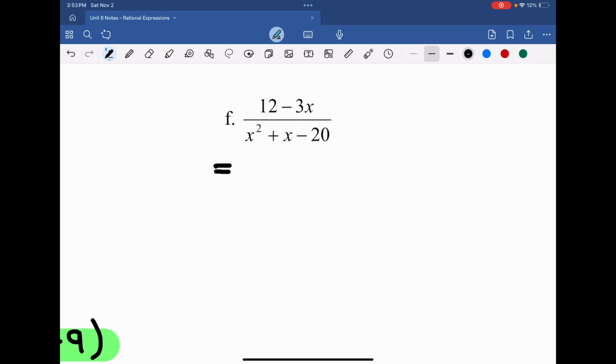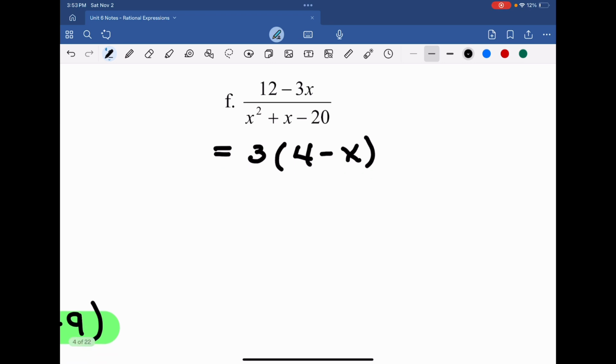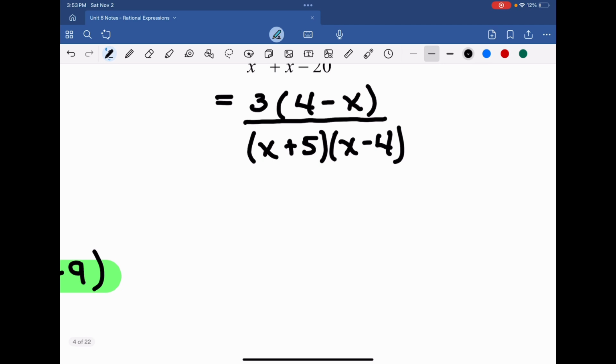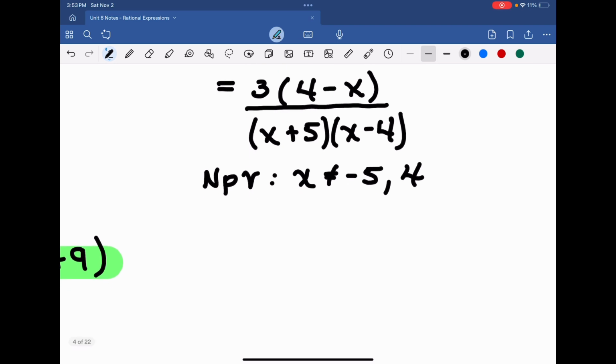All right, I go over to this example, F. I'm going to write this as equal to, we realize that we can remove out a 3, leaving us with 4 minus x in the numerator. In the denominator, we need to multiply to make negative 20, add to make 1. This means our factors are x plus 5 and x minus 4. At this stage, we want to state our NPVs. So our non-permissible values are where x cannot equal negative 5, because if it's negative 5, the denominator is 0, or where x is 4, because that would make the denominator 0.